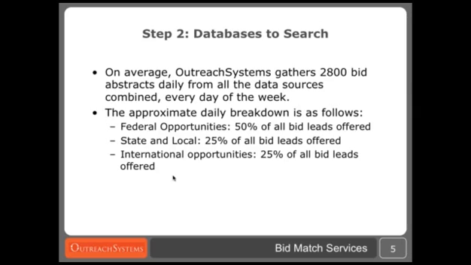On average, we get about 2,800 bids a day, and that's every single day of the week, 7 days a week. The bids are abstracts. They're not the full bid packages. So keep that in mind when you're creating keywords. Because we're not matching against the full bid package. We're only matching against the abstract, which is a condensed version of the bid package, of course.